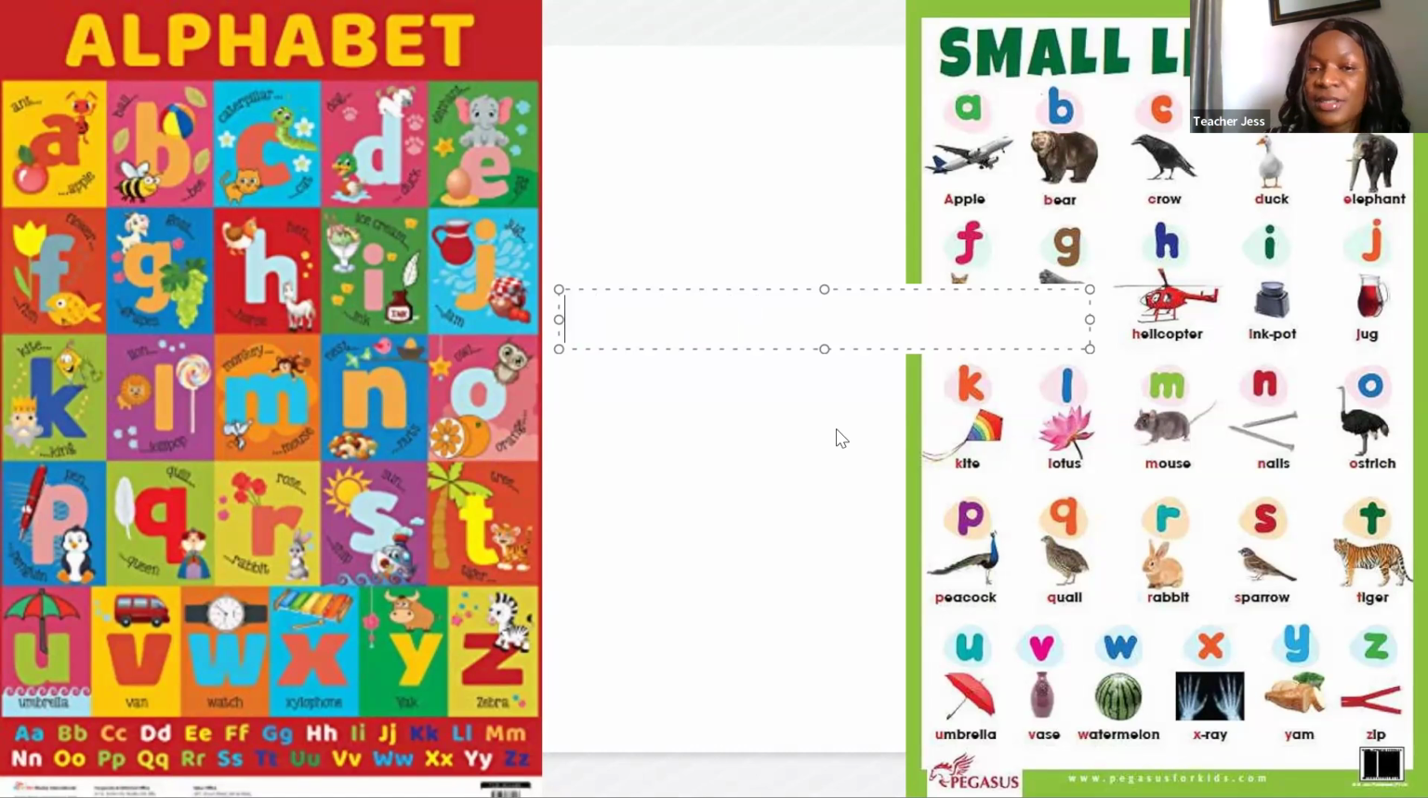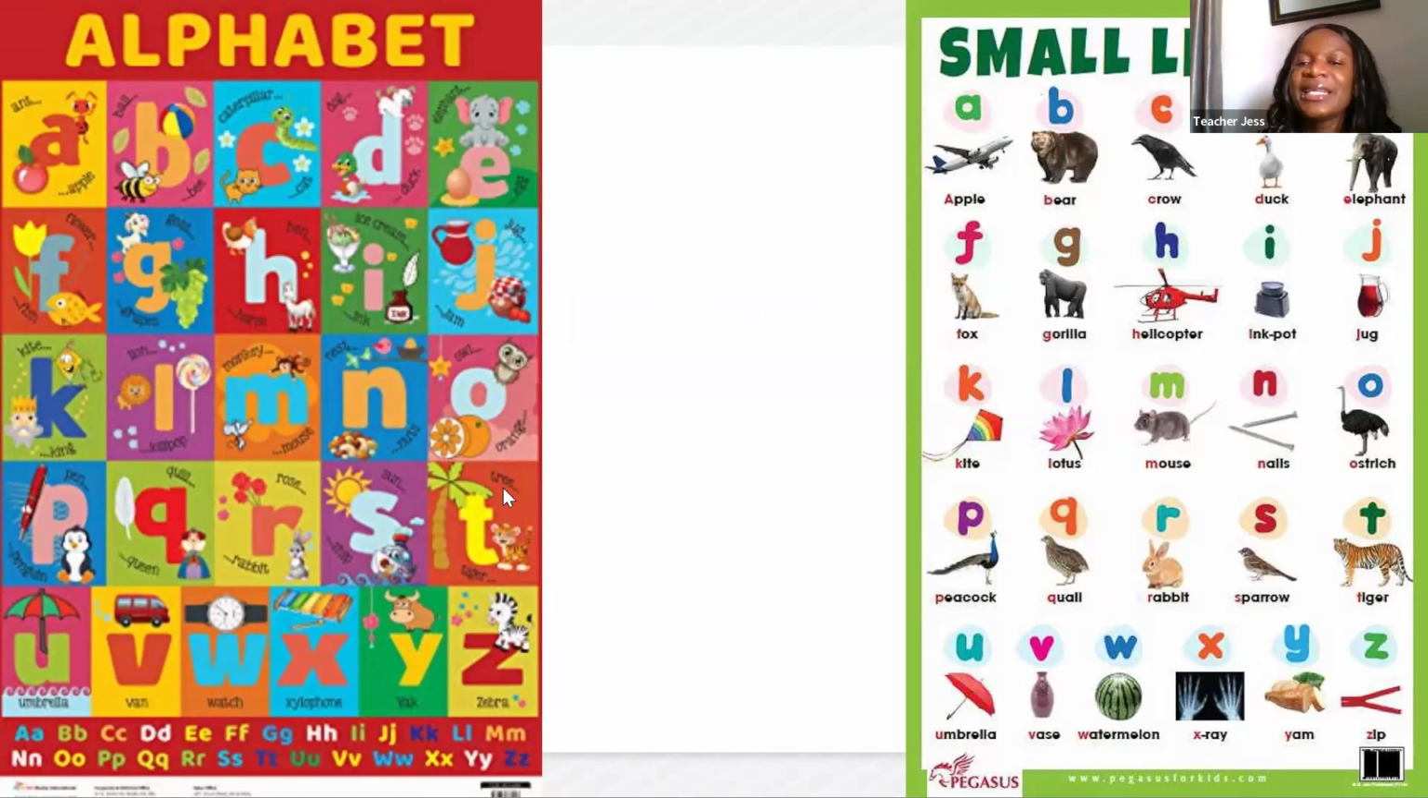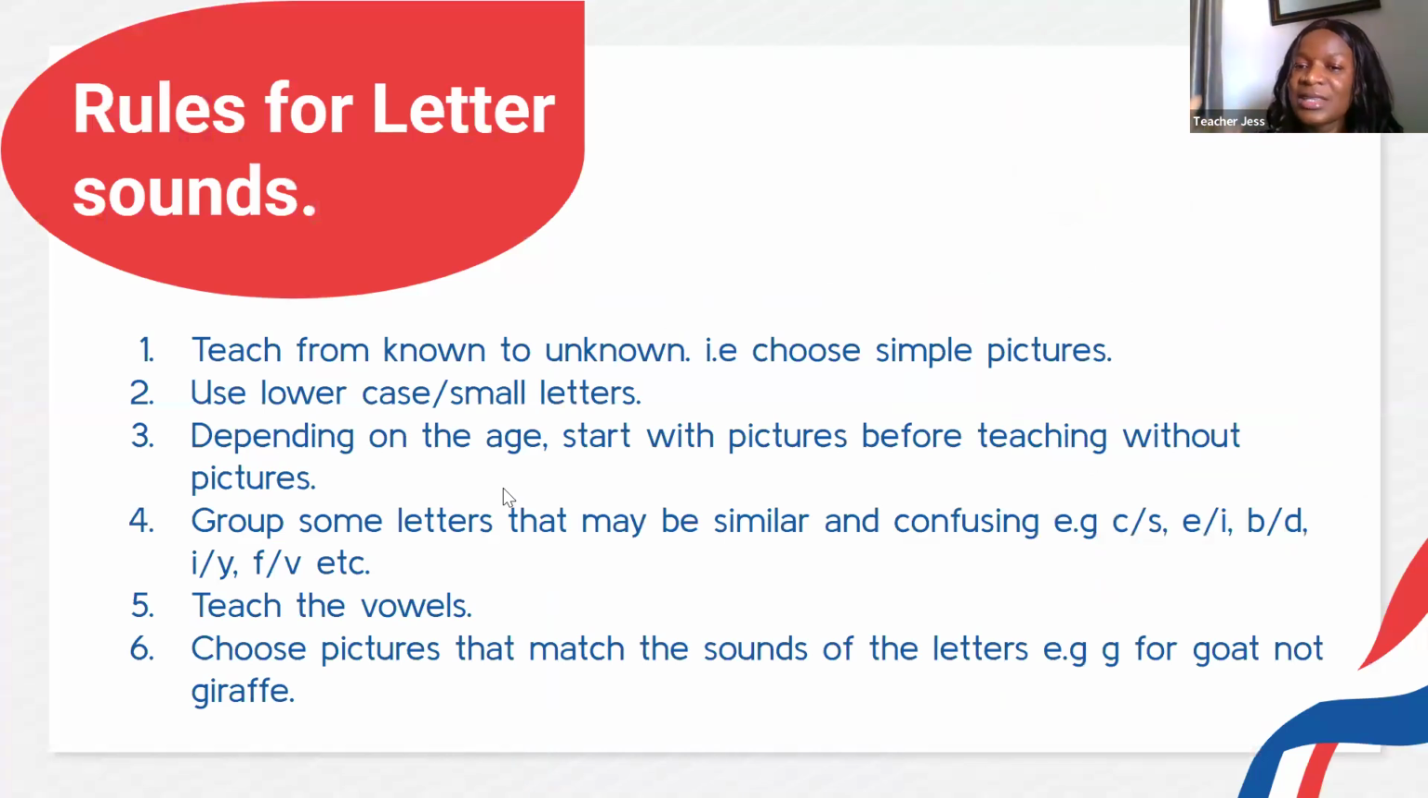Okay. The next rule I have is, depending on their age, start with pictures before teaching without pictures. You're starting with a toddler, for example, or with kids that you're introducing English to as a second language. It is not their first language. Okay, start with pictures. You teach letter sounds with pictures before you teach letter sounds without pictures. And then you ask them, why?